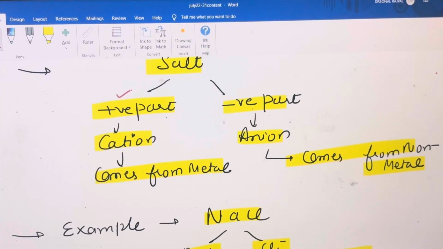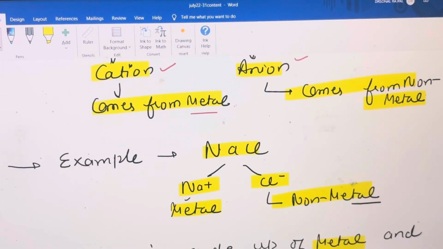One is a positive part and one is a negative part. The positive part of the salt is called the cation and the negative part is called the anion. The positive part in a salt comes from a metal or metal-like element, and the anion part comes from non-metals, because non-metals are always negatively charged, and the cation part comes from metals because metals are always positively charged particles.